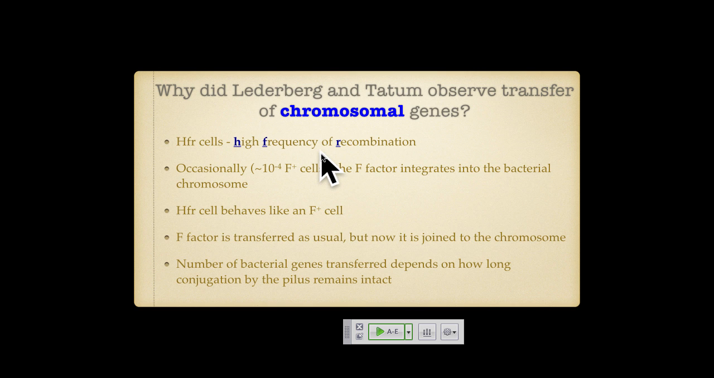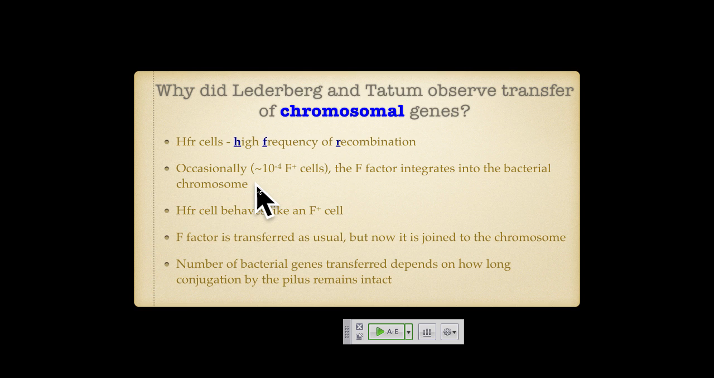So this F factor is an episome. It can integrate itself and become part of the main chromosome. So that cell no longer has a self-replicating plasmid molecule, but all those genes that are on that F factor are now present in the chromosome. It got its name for high frequency of recombination, and it happens about maybe 1 out of every 10,000 cells. Since that F factor is in the chromosome, it can still undergo conjugation just as it did when it was an F plus cell.